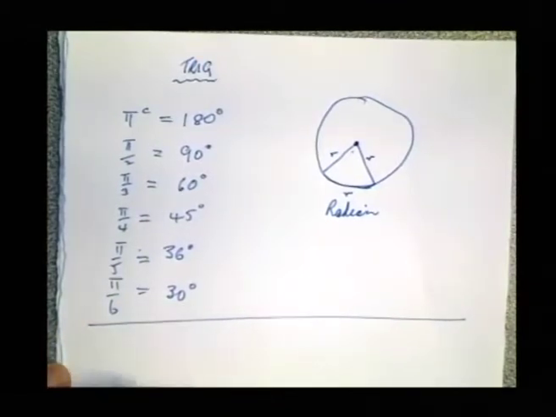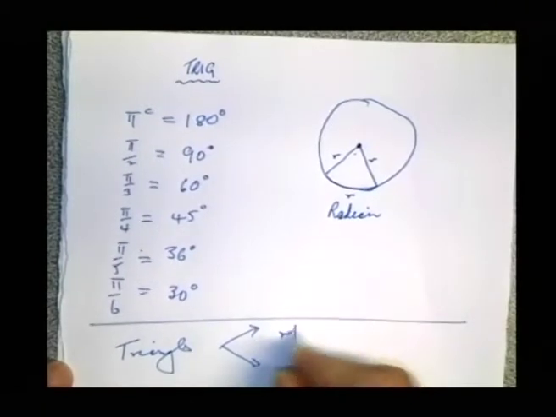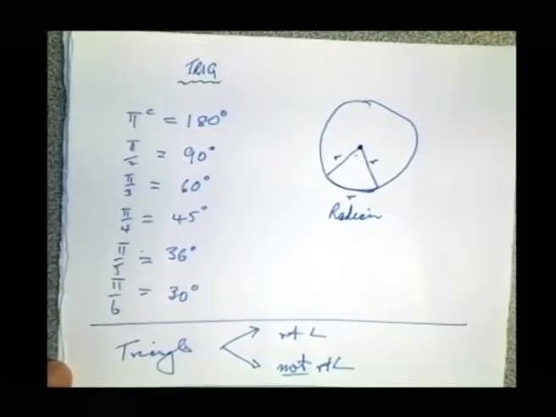Next part in anything to do with trigonometry is dealing with triangles. In a simplistic way, I see triangles divided into two types: there's a right-angled triangle and not right-angled. And all the sums that you can get in triangles can be divided into that context.